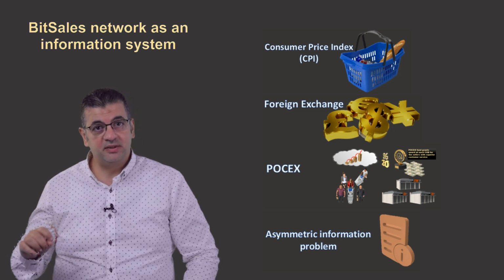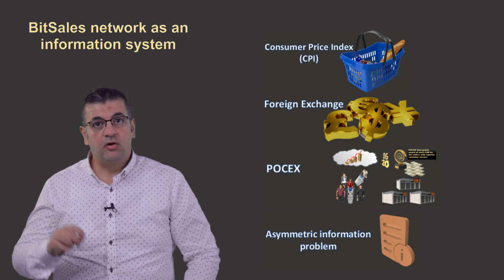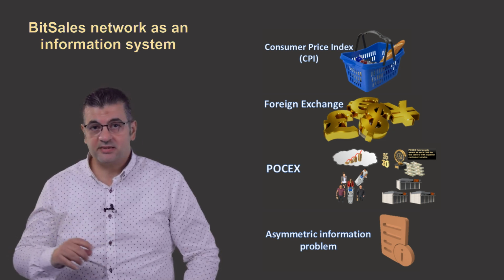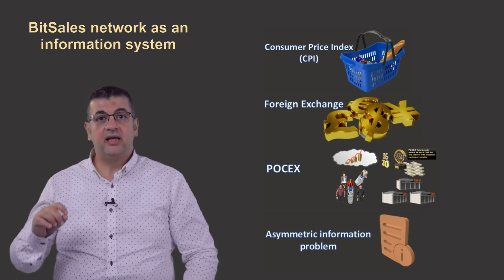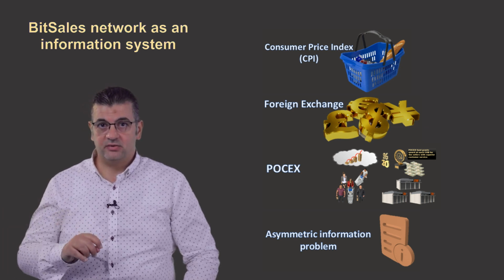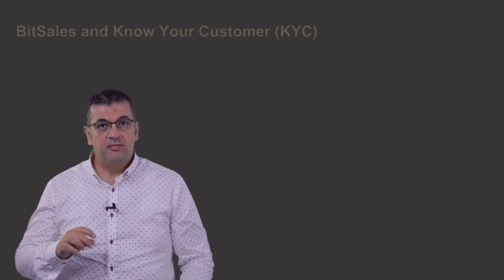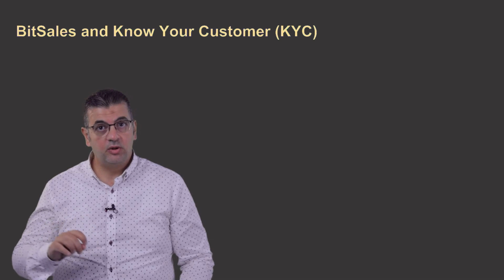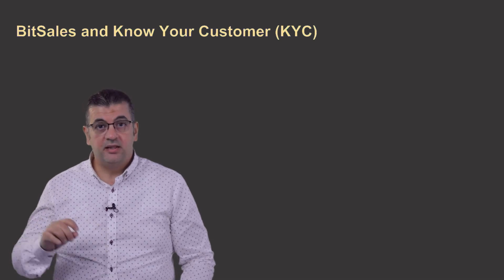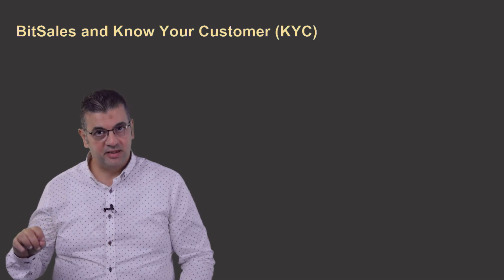The problem with asymmetric information is that investors or banks require the quality of the target business. Upon the seller's approval, the BitSales network can give all the required information to the investors or creditors to properly assess their credit or investment decision. BitSales network members are known consumers and enterprises that care about maintaining both their customer loyalty and their reputation.